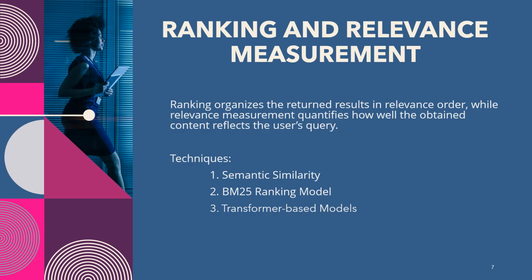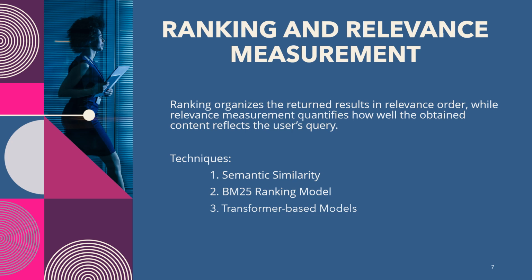This is the fourth technique of natural language processing in information retrieval: ranking and relevance measurement. Ranking organizes the returned results in relevance order, while relevance measurement quantifies how well the obtained content reflects the user's query. This technique involves semantic similarities, the BM25 ranking model, and transformer-based models.